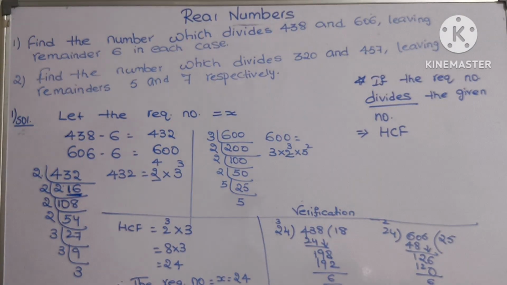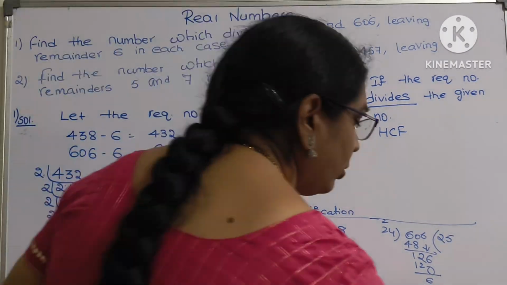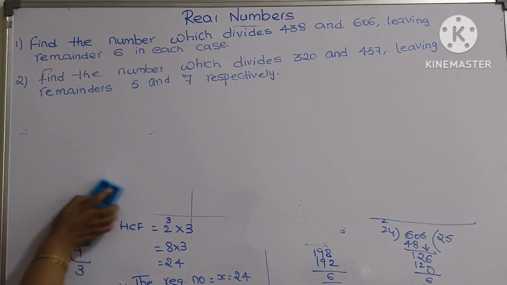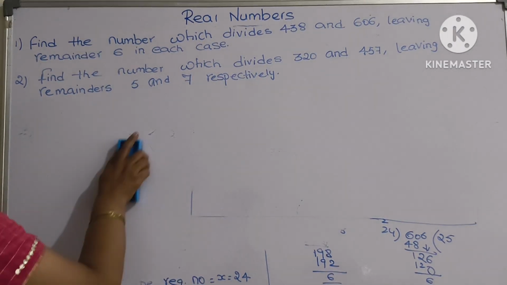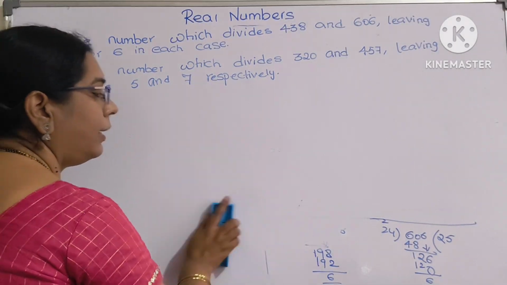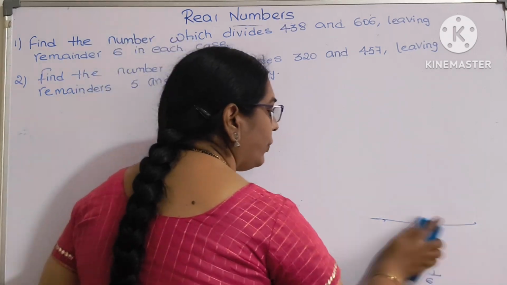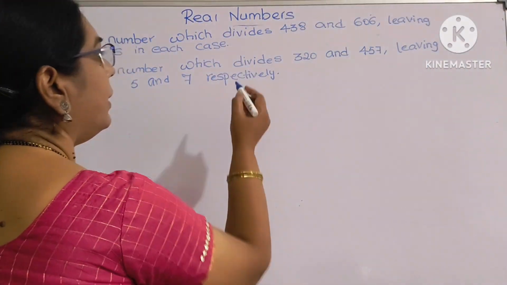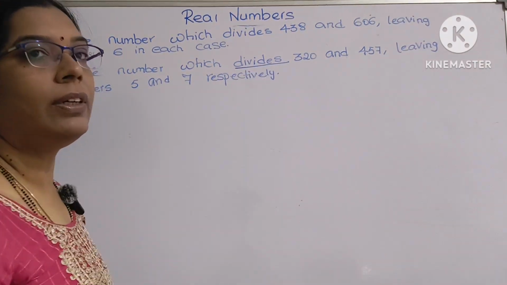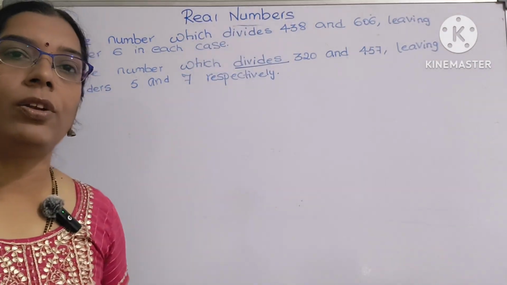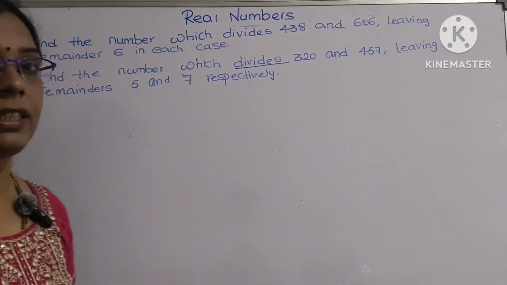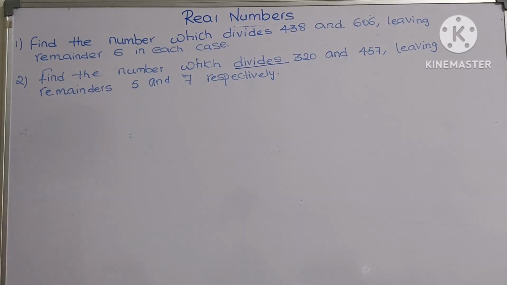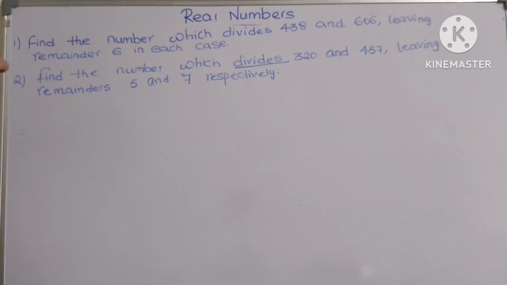Take down, children. Let us move to the next question. What is the next question? It says, find the number which divides 320 and 457. So, did we get our keyword here? Yes, the keyword is divides. When the word divides is there, what are we looking at? We are looking at HCF. The answer will be smaller than the given numbers. So, what is it that we have to find? We have to find the HCF.